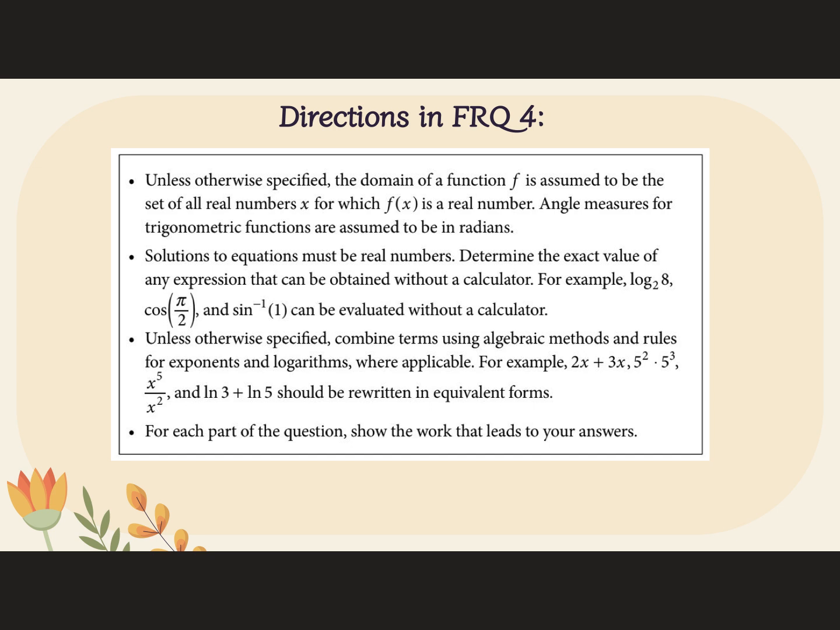This first bullet point says, unless otherwise specified, the domain of function f is assumed to be the set of all real numbers for which f of x is a real number. It also says angle measures for all trigonometric functions are assumed to be in radians. With that, we're also required to give our answers, if they are angles, in radians.